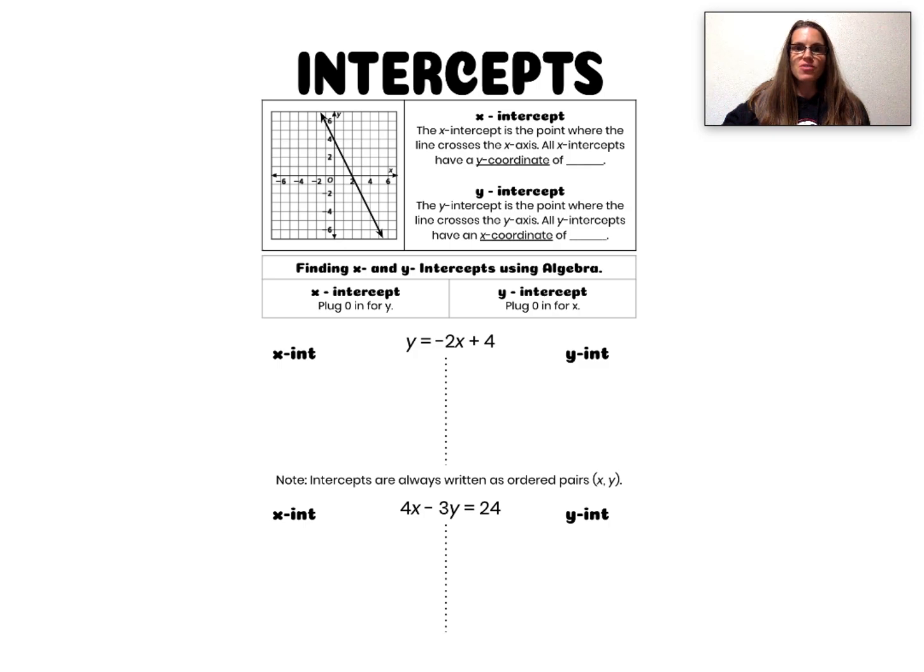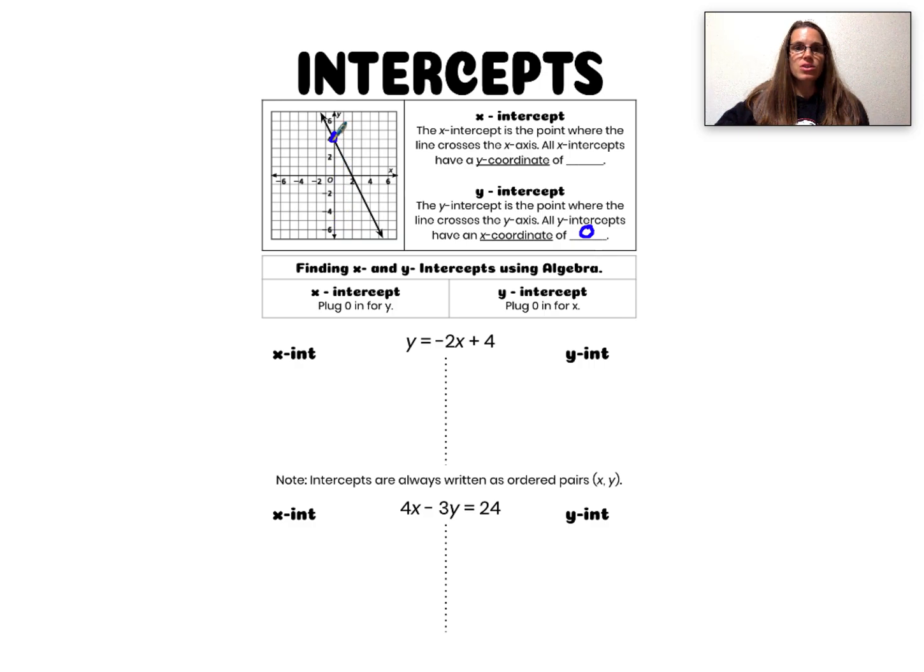When we were graphing from slope-intercept form, we talked a lot about the y-intercept. The y-intercept is the point where the line crosses the y-axis. Something that is true of every y-intercept is that all y-intercepts have an x-coordinate of 0. Every single point on the y-axis has an x-coordinate of 0.